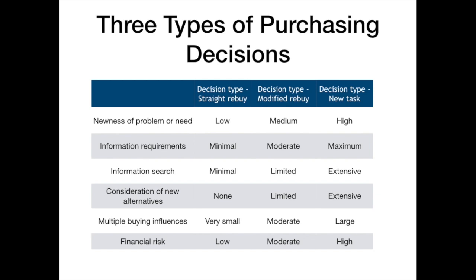In a straight rebuy, there's not a lot of reconsideration on the part of the buyer. It's something that they've bought before. It's not a new problem or need, and they don't need to conduct a lot of search or consider a lot of alternatives. Chances are they're going to buy from the company that they purchased from before. If you think about things like daily office equipment like paper and pencils and pens, chances are they're not going to consider buying from a new vendor every time they order pens.